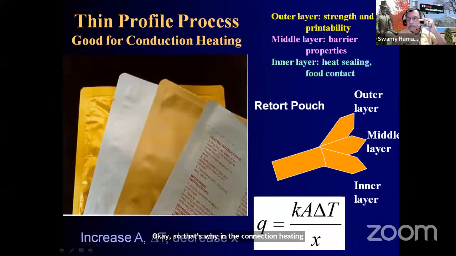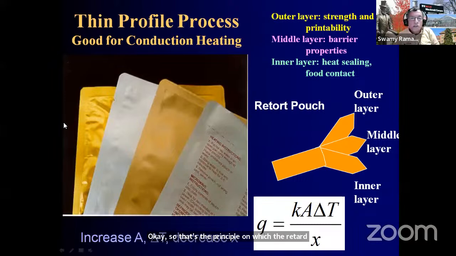A can occupies a larger volume, with a smaller surface to volume ratio, as compared to a pouch, the same volume expanded and made into a smaller thickness. Now the heat transfer distance is small, therefore the heat transfer rate is high. Basically we aim at increasing the surface area and decreasing the thickness. Thickness is in the denominator, so smaller thickness makes higher Q. Same way, larger A and larger delta T promote better Q. That's the principle on which the retort pouch processing was developed.